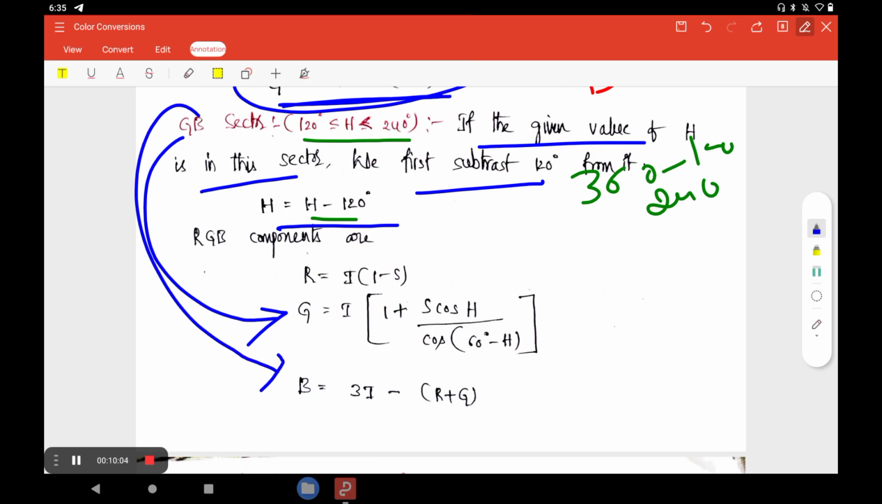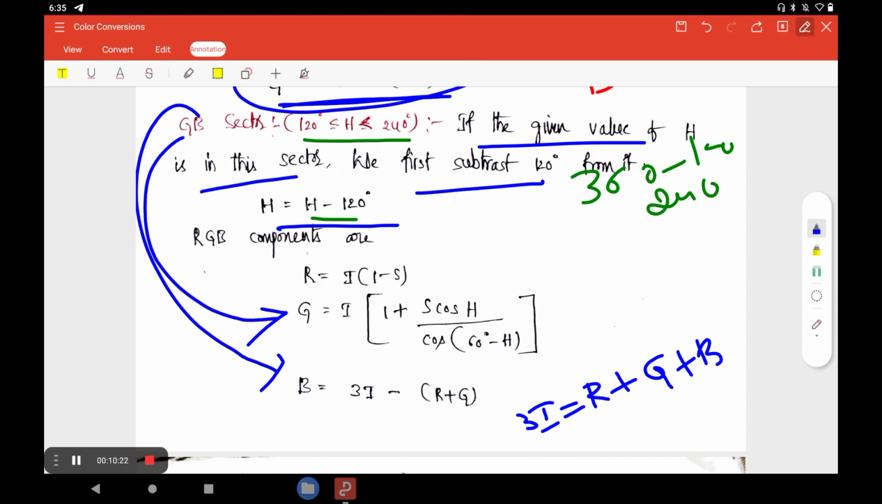So B is equal to the overall intensity value. Based on the previous discussion, B is equal to 3I minus... Why? Because 3I is equal to R plus G plus B. This is based on the average intensity of the RGB to HSI model, right?